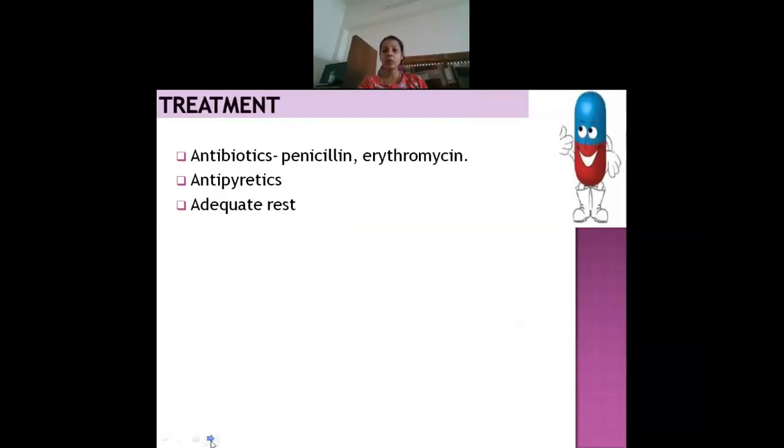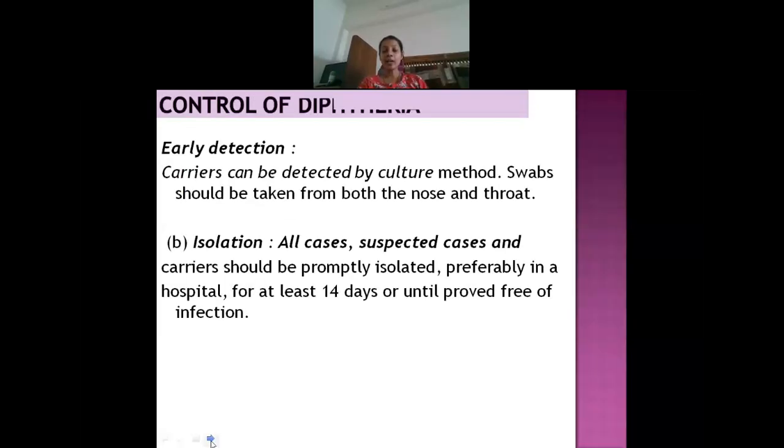Next, moving on to the treatment. Most of the time you have to give adequate bed rest to the patient. Antipyretics can be given if they have fever. Antibiotics, most of the time we give, are penicillin and erythromycin. Along with that, if they have any other symptoms, you can treat the symptoms.